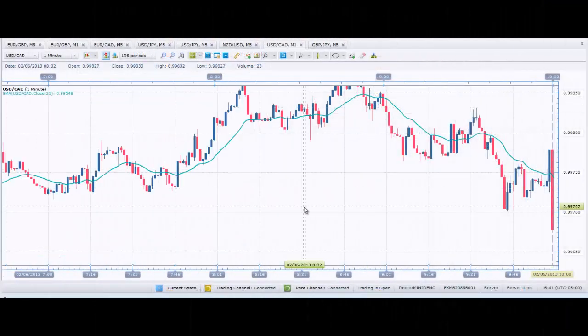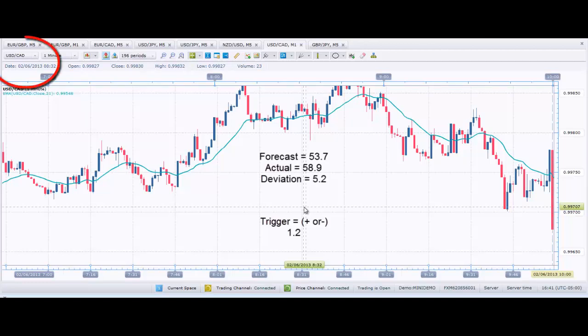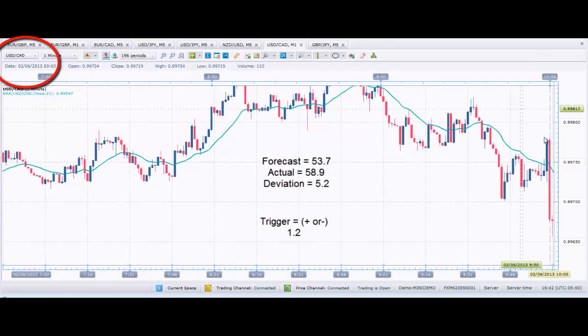So let's take a look at the charts and see where we are. Here we're looking at the US dollar Canadian chart, 1 minute chart. The trade plan had 3 points that we needed to speak about. The first one was a deviation, which was 1.2 was required as a trigger. We actually had a 5.2, so the trigger was definitely met. The other point was the pair is the US CAD, and the third point is we're going to look at a 1 minute chart, which we have in front of us, and we can already see the release data.